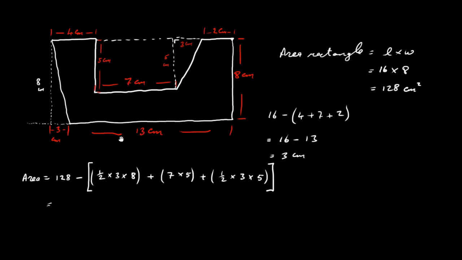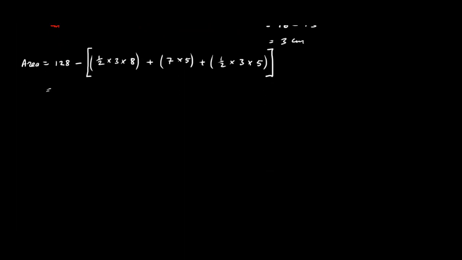So what happens if we do this? Let me just move up a little bit here and work this out. So we've got 128 here, and we've got to subtract half of 3 times 8. Well, 3 times 8 is 24. Half of 24 is 12. We've got to subtract also this 5 times 7, which is 35. And then we've got half of 3 times 5. Well, 3 times 5 is 15. Half of 15 is 7.5.